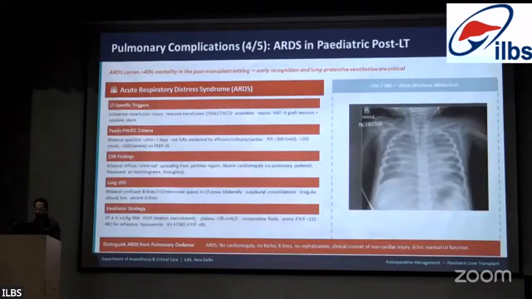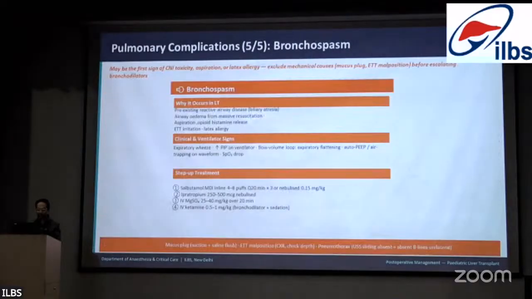The next most devastating complication, ARDS, happens in a very low number of patients, but it can happen due to the IR injury, massive transfusion, sepsis, and cytokine storm. There will be bilateral lung opacities. The child needs to be intubated as soon as the diagnosis is made, and a lung protective ventilation strategy should be done, and it should be treated as the condition of the patient.